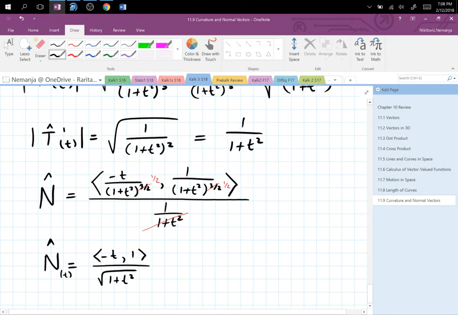And now if I asked you to compute at 2 seconds, you plug in 2 everywhere. If I ask you for 5, you plug in 5. And that's the end of it. I hope you're not disappointed. But that's it.